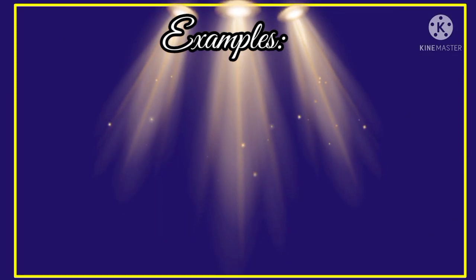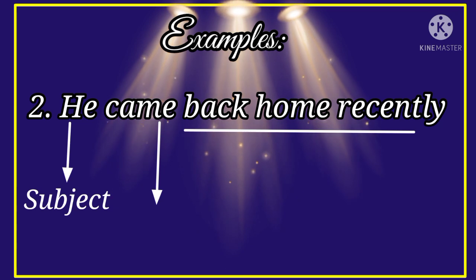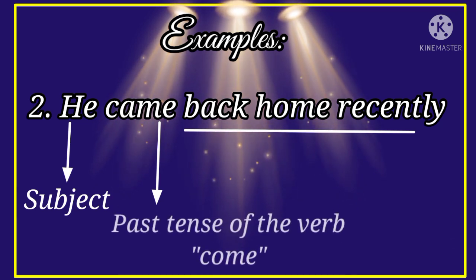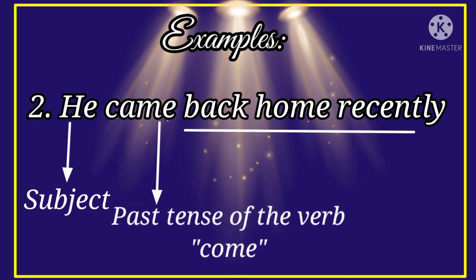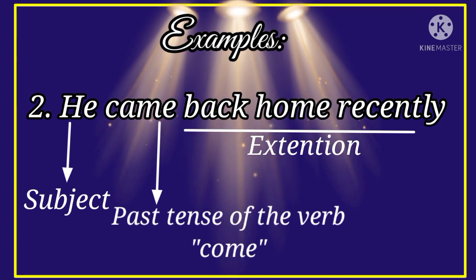Example 2. He came back home recently. Here, subject he. Main verb came, and it is the past tense form of the verb come, because we always use the past tense form of the original verb in simple past tense. Then the remaining part of the sentence is extension. In this way, we can easily form a sentence in simple past tense.